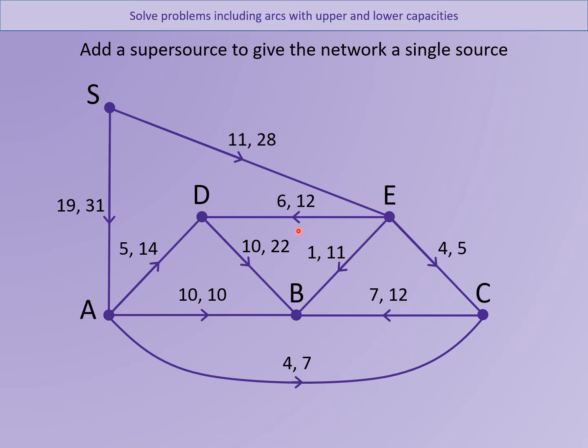Same with this one here, 11, because it's the 6, the 1 and the 4. So it's a minimum of 11, maximum 28. But again, if you add 10 and 30, that'd be fine. It would work just as well. Okay, so now we've got a single source and a single sink. We can now use the flow augmentation algorithm, which hopefully you practiced in that previous lesson.